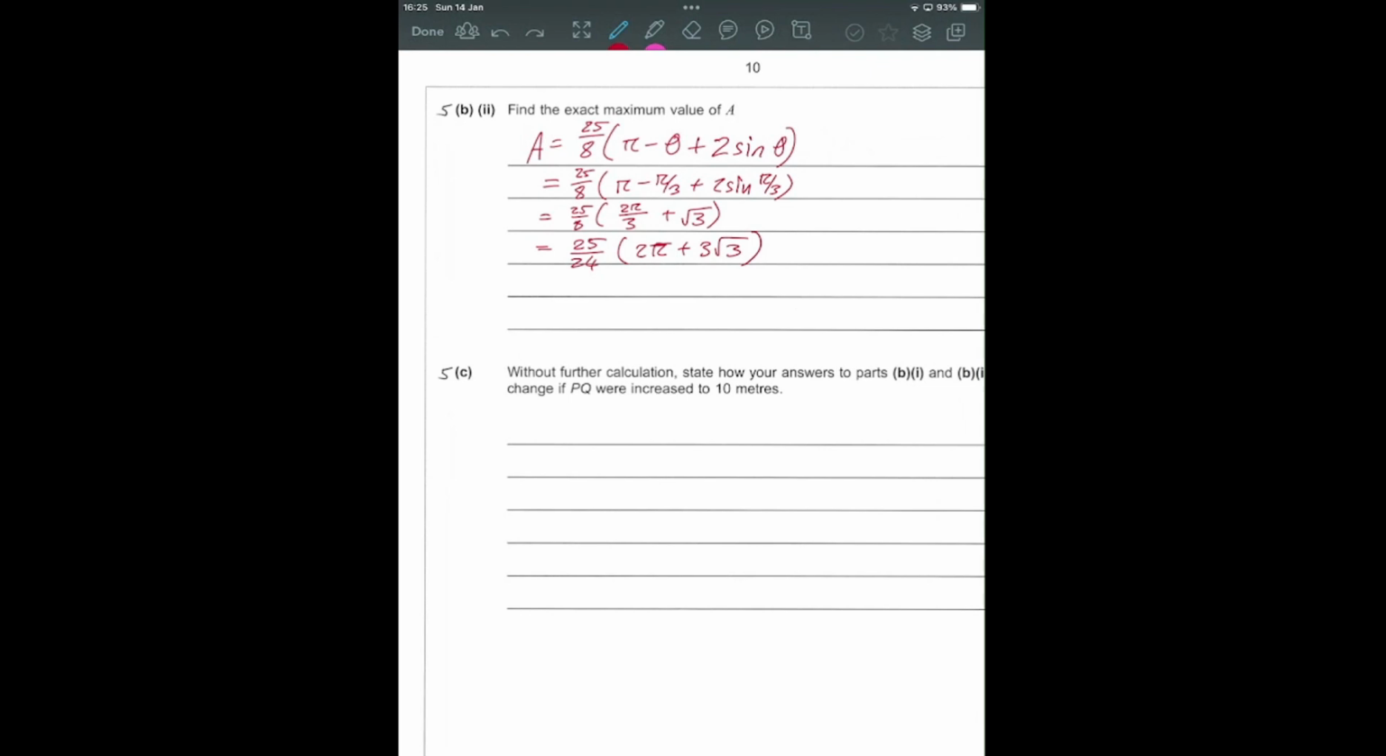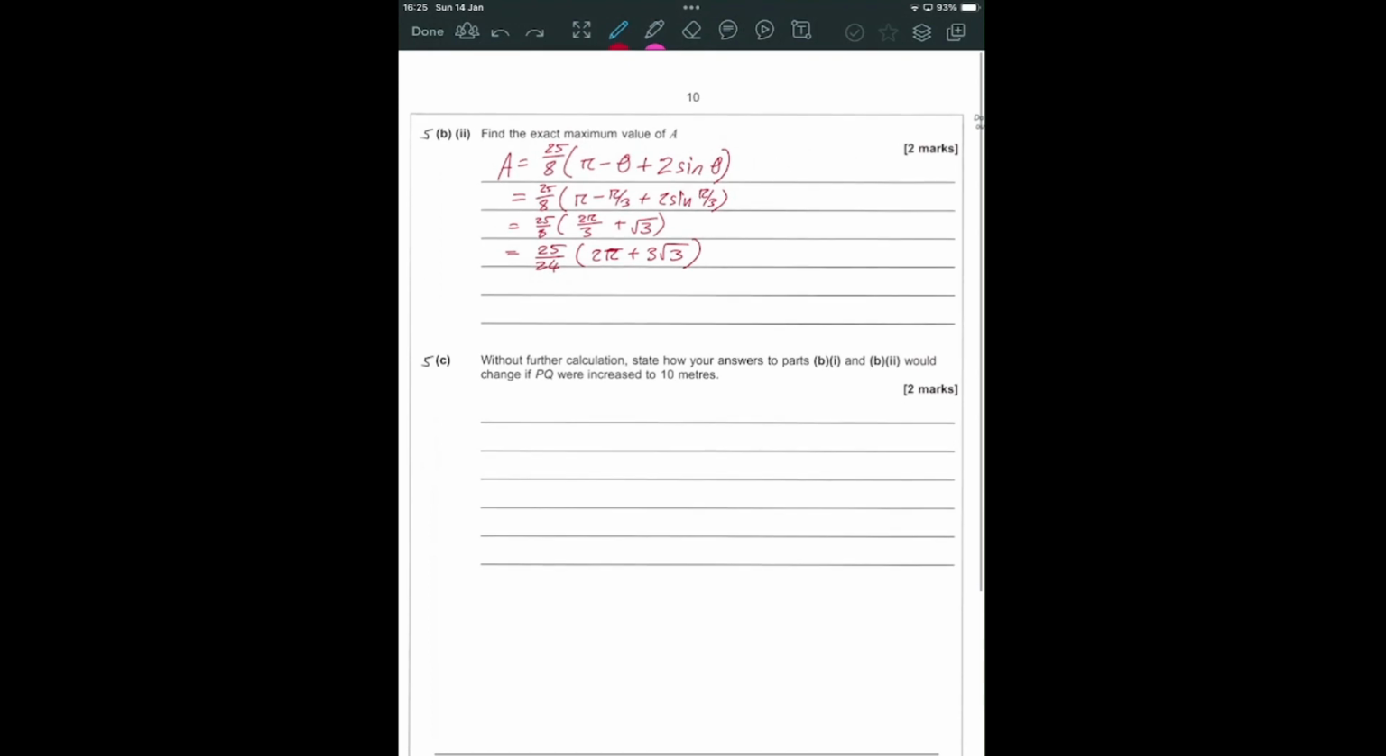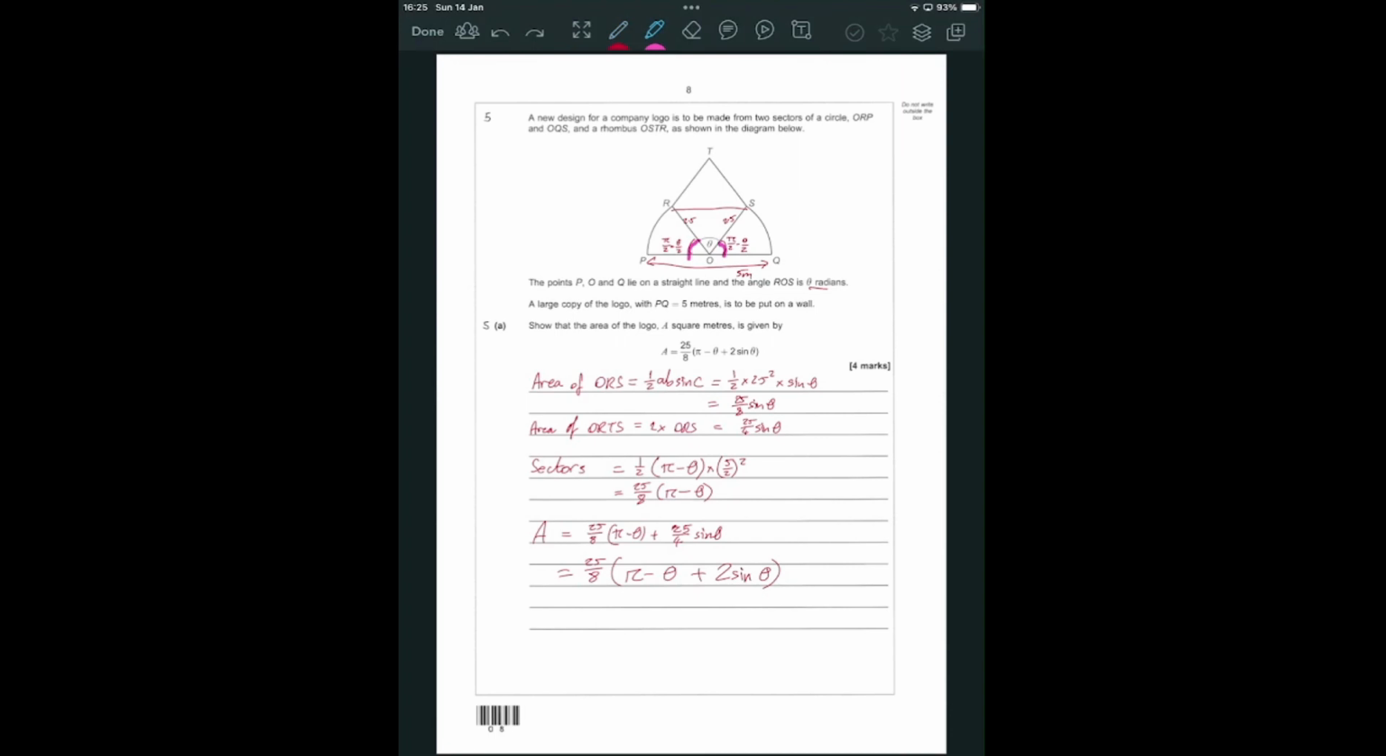Without further calculation, state how your answers to part BI and BII would change if PQ were increased to 10 meters. So if we go all the way back to the start, instead of this length here being 5, we're now going to say it's 10. So we've made the whole picture twice as big. Now if we just make the picture twice as big, well, thinking about similarity, that's going to multiply my area by 4, the 2 squared.